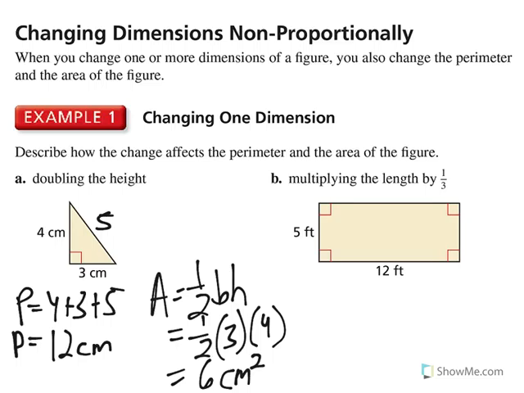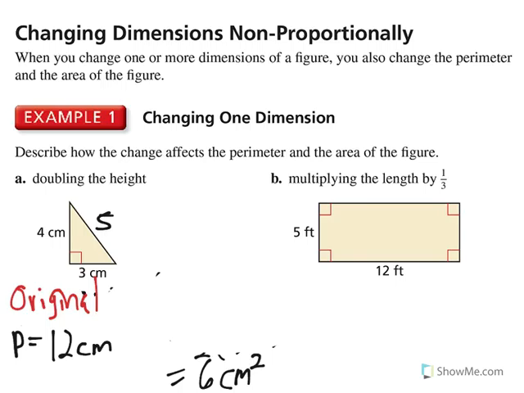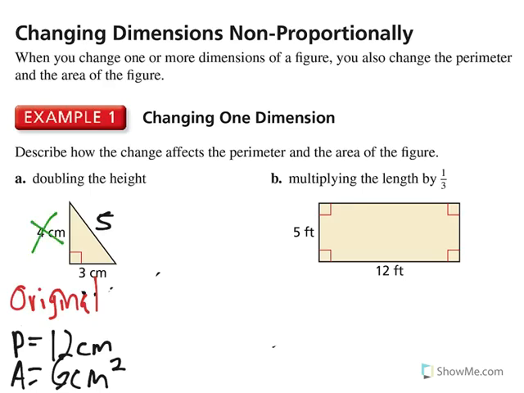So I'm going to go ahead and write these off to the side. I'm going to erase this part. And we're going to write that the original perimeter we have there is 12 centimeters. And then for area, we have 6 centimeters squared. So now we need to look at actually doubling the height. So if we double our height, instead of 4 centimeters, this is now going to turn into 8. So now we're going to find the perimeter and the area based on that.